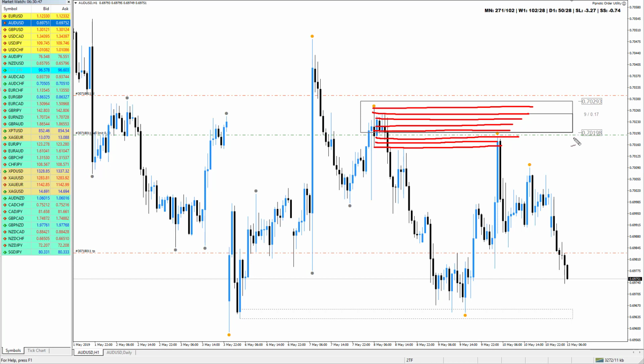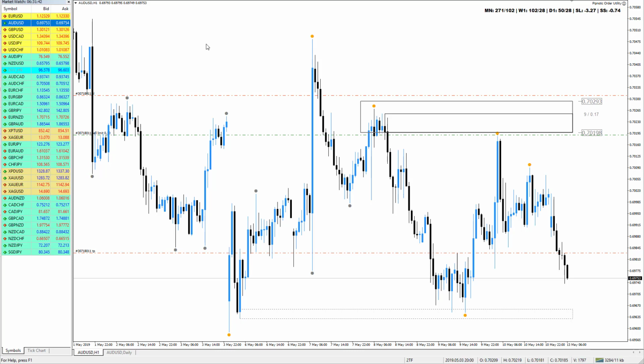Do I think price will bounce once again when it reaches this area? I do. This is not a set and forget trade, but due to the fact that price didn't even enter the area, it just kind of reacted at the perimeter, the edge of this area, well, I'll definitely be interested in trying to sell once price gets back up to this area.